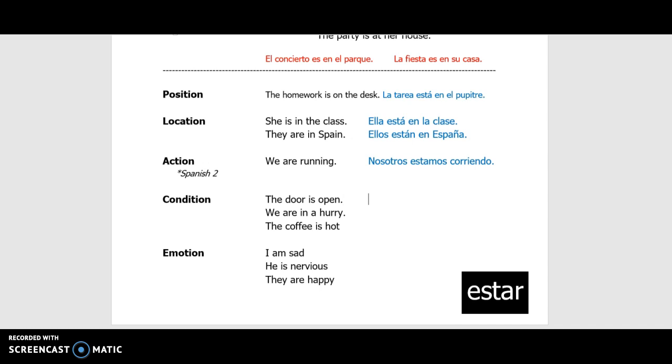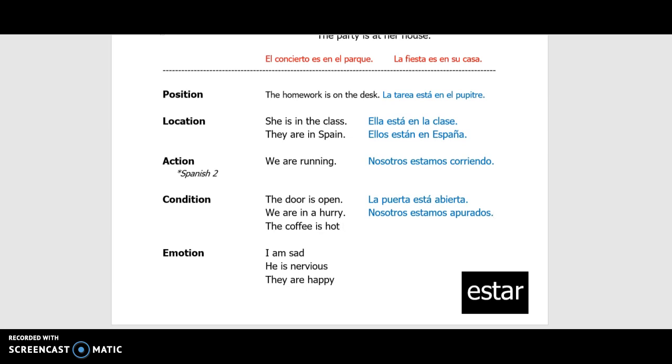The door is open is a condition. La puerta. Want to be blue. La puerta está abierta. Make it agree. La puerta is a feminine noun. All right. We are in a hurry. No, whoops. Nosotros estamos apurados. Okay, being in a hurry is considered a condition.